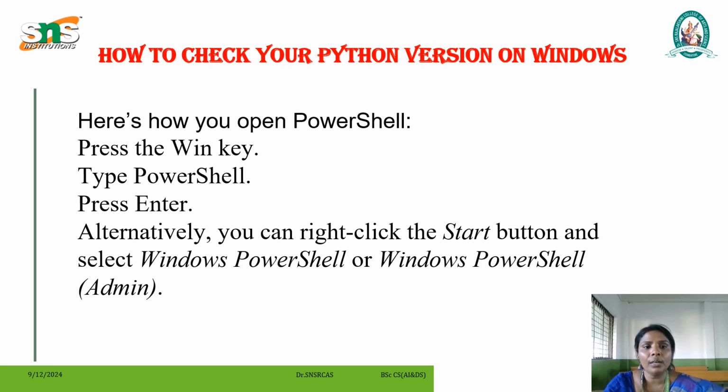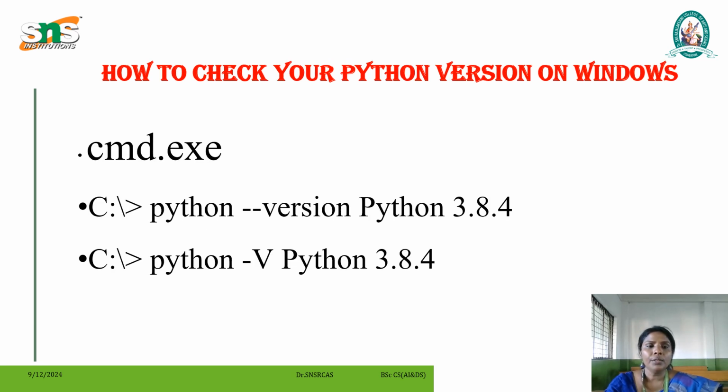So here is how we open PowerShell. Press the Win key, type PowerShell, press enter. Alternatively, you can right click the start button and select Windows PowerShell. We are seeing how to check your Python version on Windows.